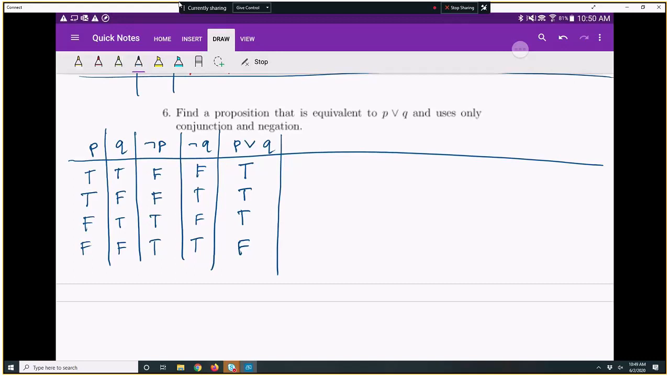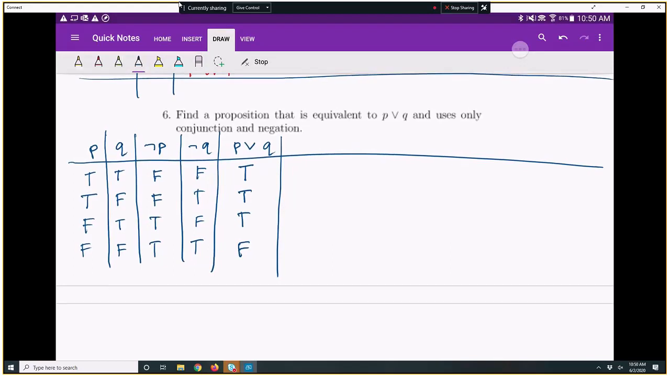So what happens if I do not P and not Q? Because I'm told I can only use negation and conjunction. So let's see, not P and not Q. That is false and false is false. False and true is false. True and false is false. True and true is true. So I want something that's logically equivalent to true, true, true, false. And what I see that I've created is false, false, false, true.